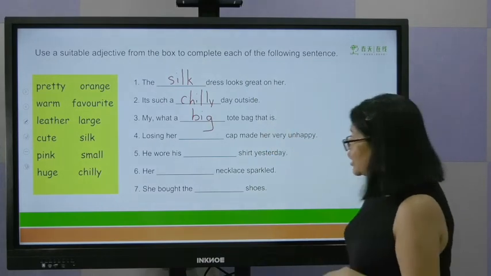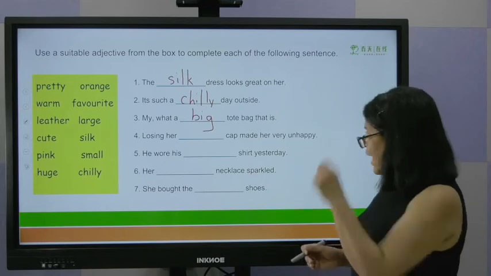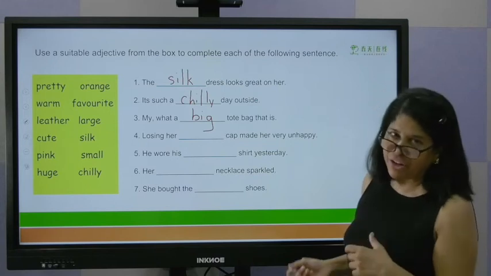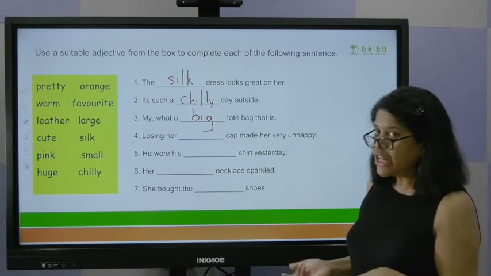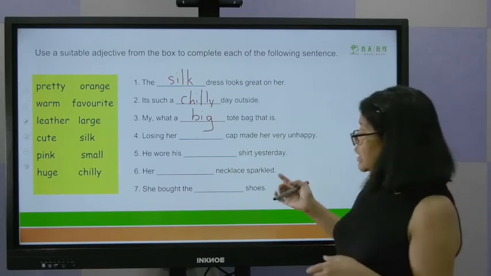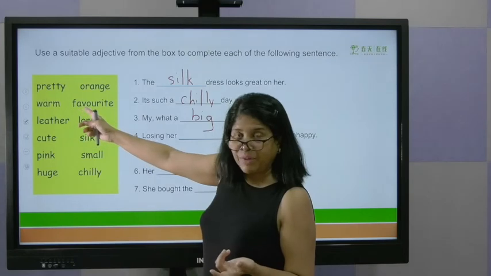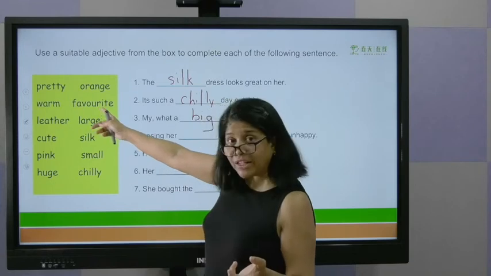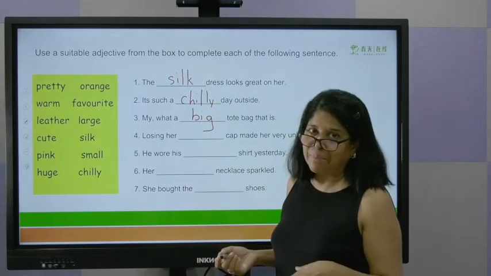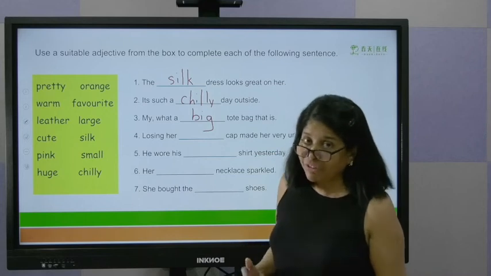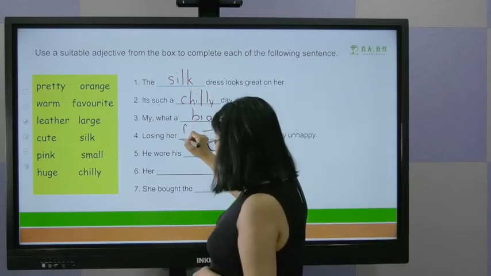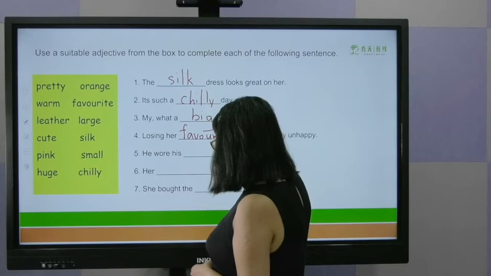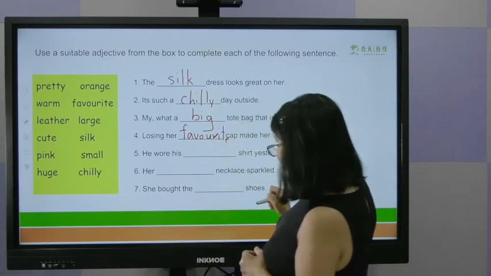The fourth sentence is, losing her black cat made her very unhappy. Okay, if you have a cap that you like very much and you lose it, you're gonna feel unhappy. So what kind of cap might this be for her? Okay, maybe it's a pretty cap, maybe it's an orange cap. All this would be correct too, but I think this one looks like a good word to use. It's her favorite cap. If you lose your favorite cap, you will feel the same way. You will feel unhappy. So I'm going to write favorite here. Okay, hope you can see that.